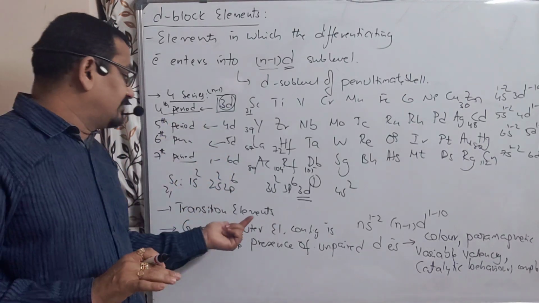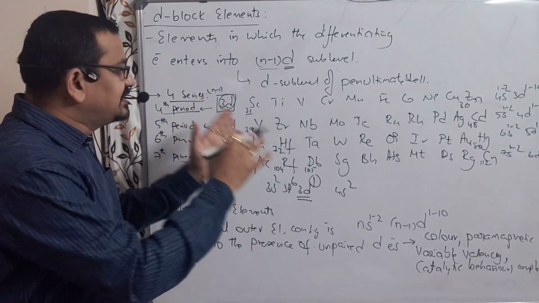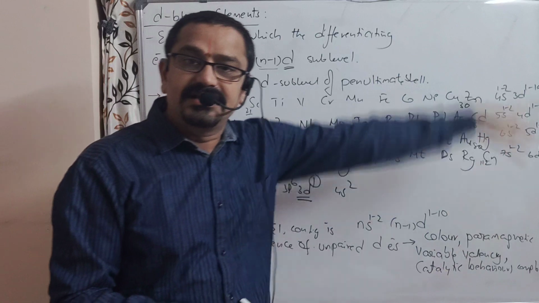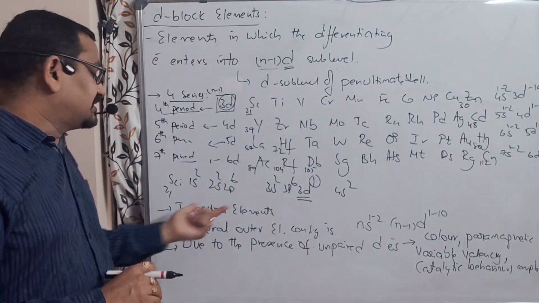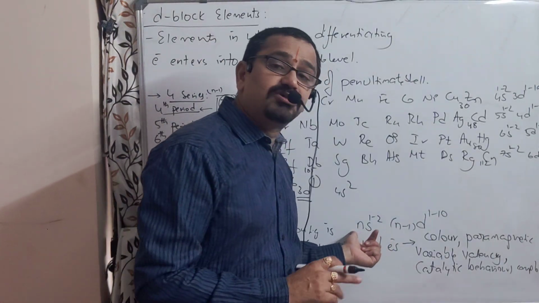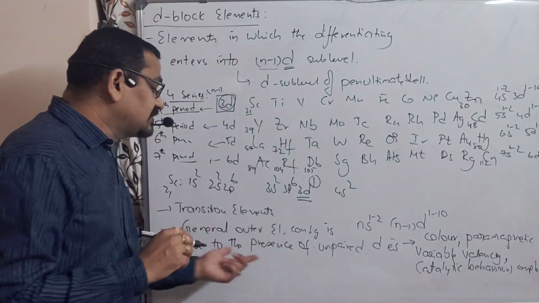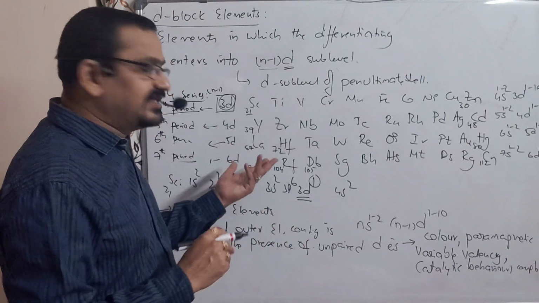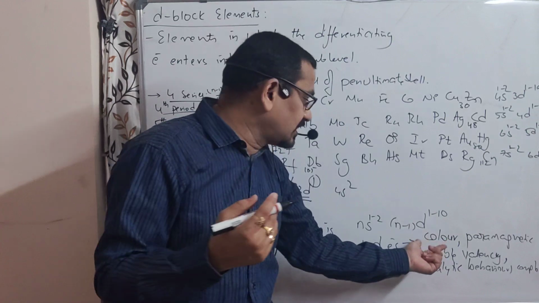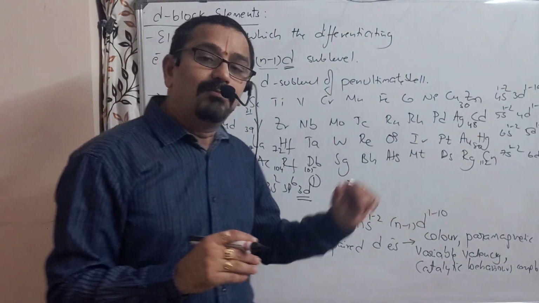Next, these elements were also named transition elements with an assumption that they were responsible for the transition from the metallic nature of the s block to the non-metallic nature of the p block. The general outer electronic configuration is ns1 or 2, (n-1)d 1 to 10. Here 1 is possible because of anomalous electronic configuration. We have to recap all those things. And due to the presence of unpaired electrons, these transition elements show characteristic properties like color, paramagnetic behavior, variable valency, catalytic behavior, complex salt formation.